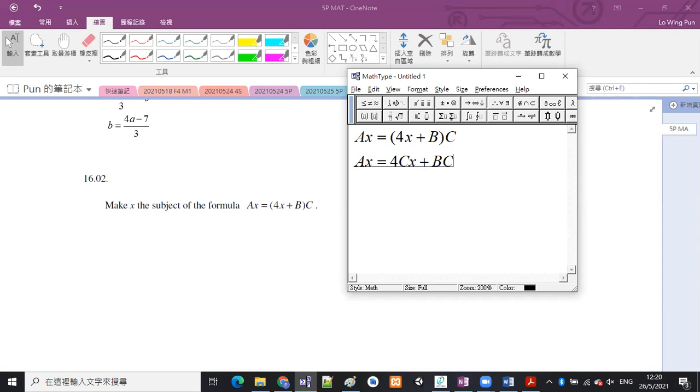Which one is better? Should I move ax to the right or 4cx to the left? 4cx to the left. Why is it better? This is correct.